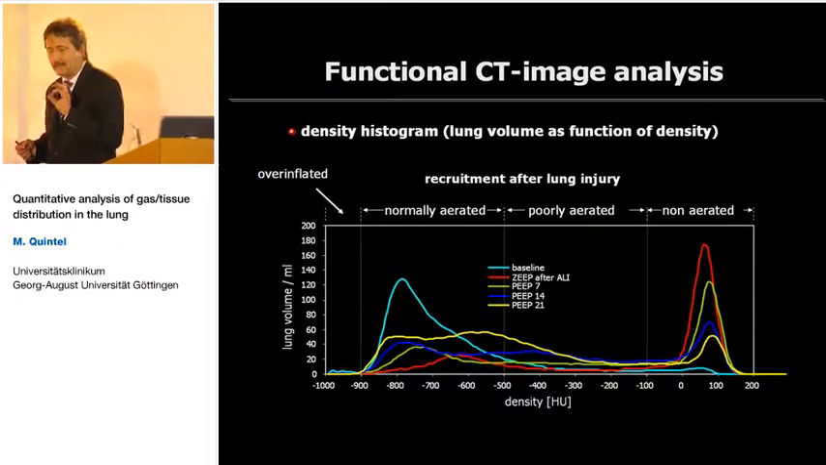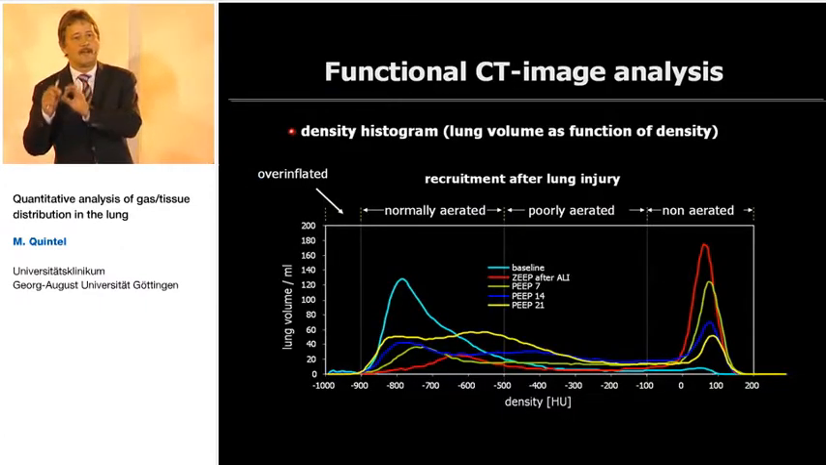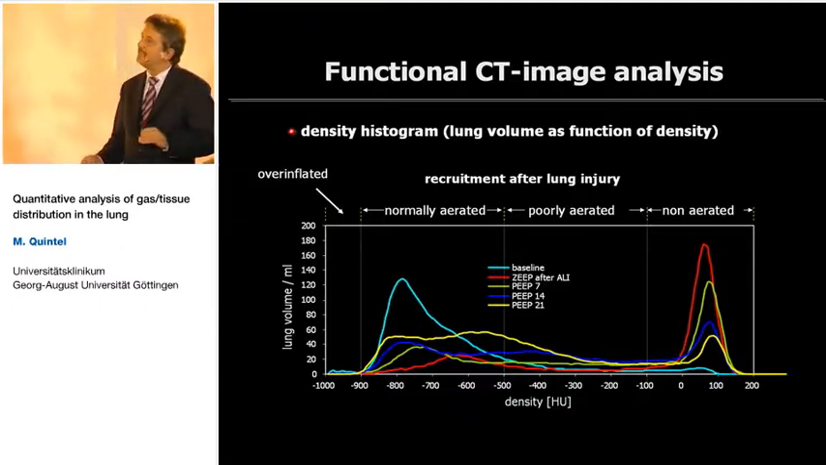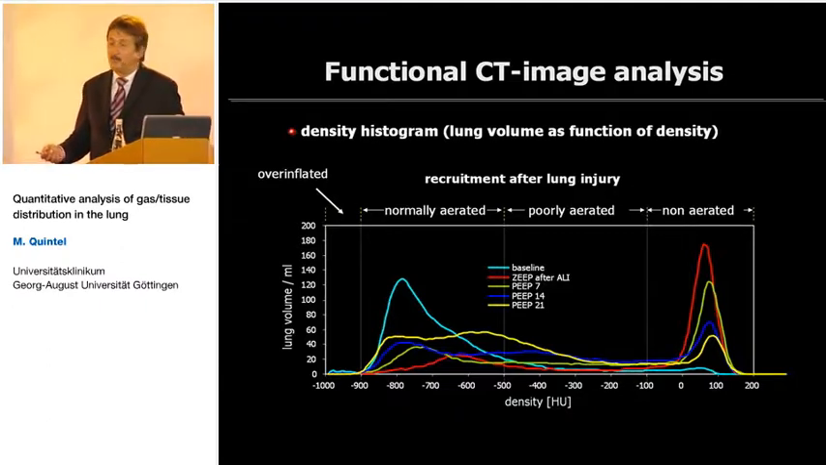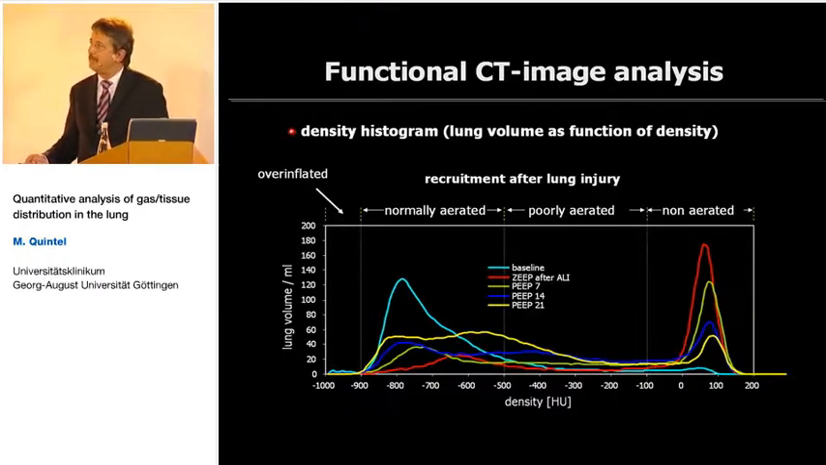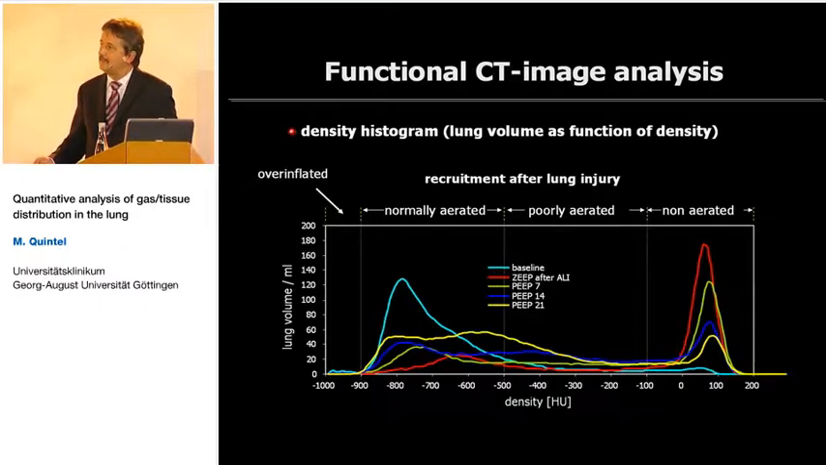So now let's have a careful look at what happens if we apply PEEP to such a lung. You can see this is an oleic acid injury model in a sheep. What happens if you apply PEEP? First you have baseline. It's more or less looking like the healthy lung you have seen before.